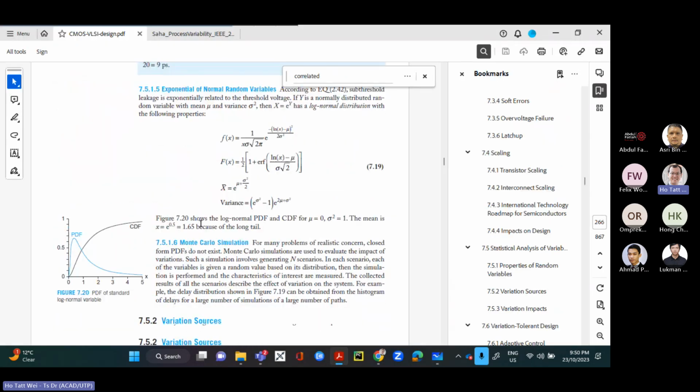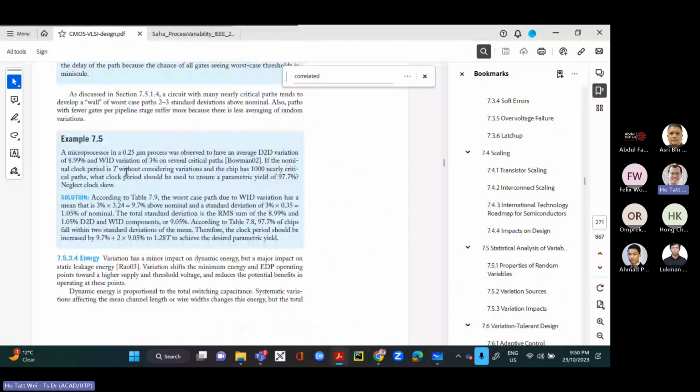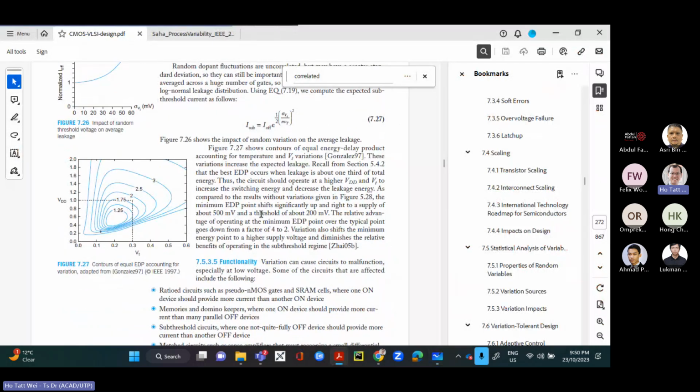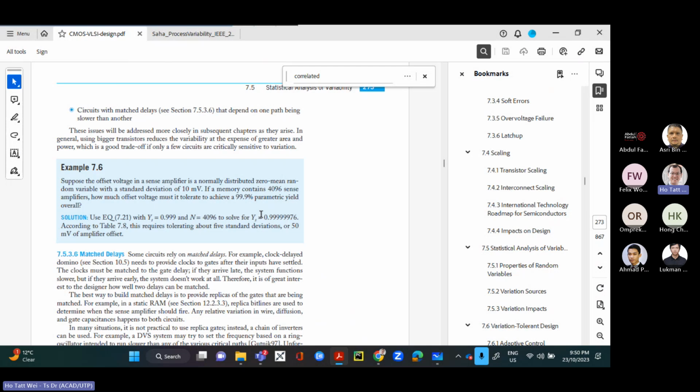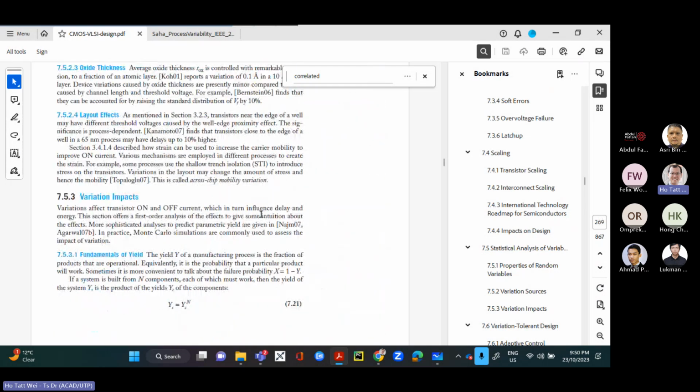There are some, not too many, but a few additional examples here. Like here, they're talking about the variations, and then they're actually asking you to estimate yield. They are connecting yield with variation. But as I say, once you can put this as a statistical distribution, you can calculate yield already. So there's some of this here. But this is the key point here.